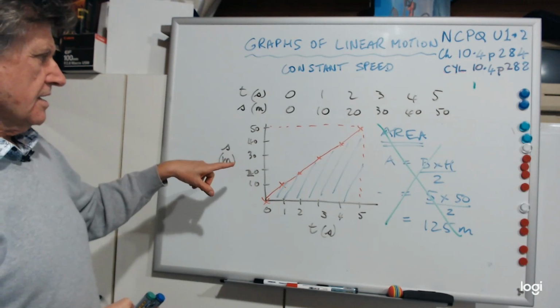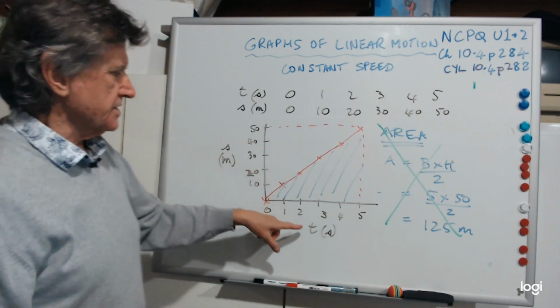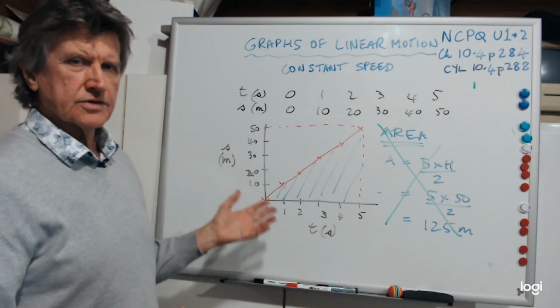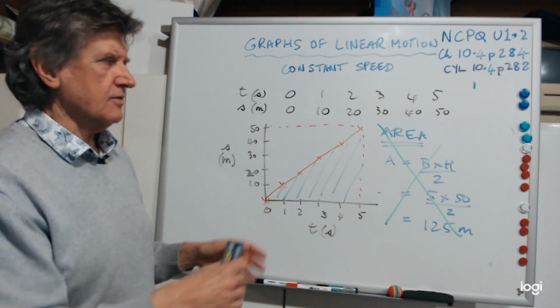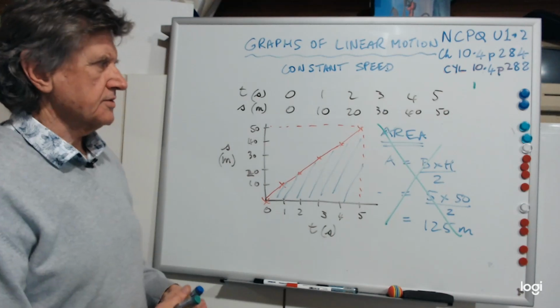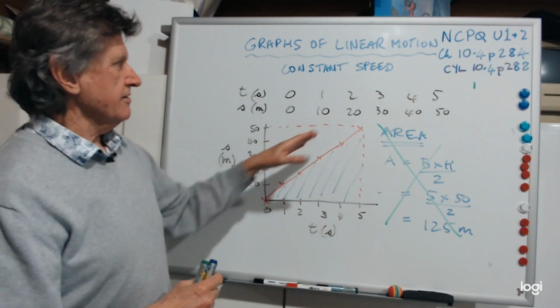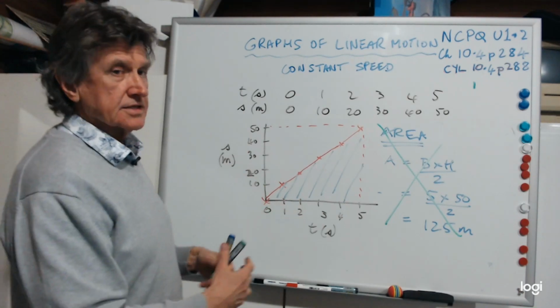The area would be S times T, and there's no unit ST. We don't use anything that has a formula, something equals displacement times time, so it's nothing. So we can sum up by saying the gradient of a ST graph is the velocity.